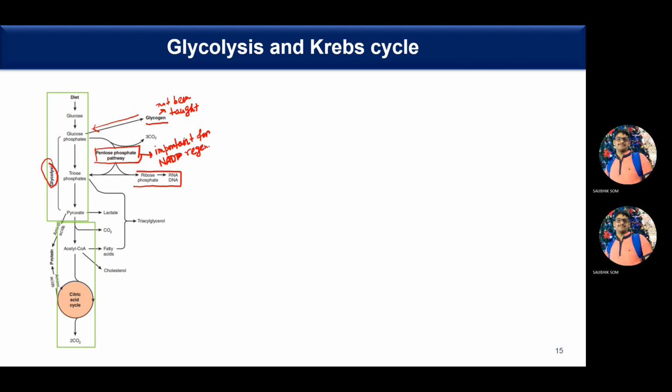What else do we have? Okay, from glycolysis we form pyruvate, and lactate is formed when there is anaerobic glycolysis.